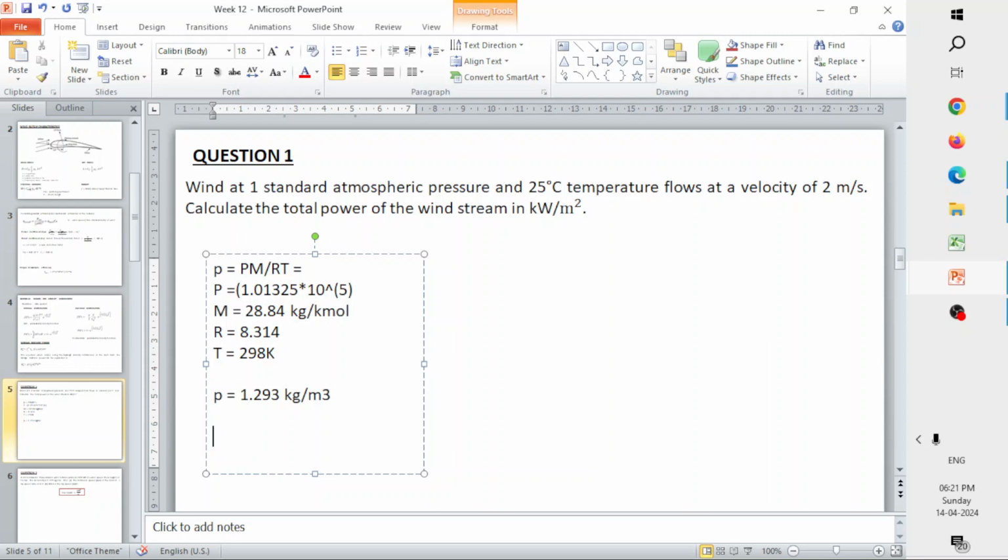So P wind will be nothing but half rho A times V cube, and since they are asking you to calculate the power of the wind stream in kilowatt per meter square, it will be P wind by A, that is nothing but 0.5 times rho times V cube. So P wind by A is 0.5 times rho, which is 1.293 as taken, and then velocity is 2, so V cube is nothing but 8.